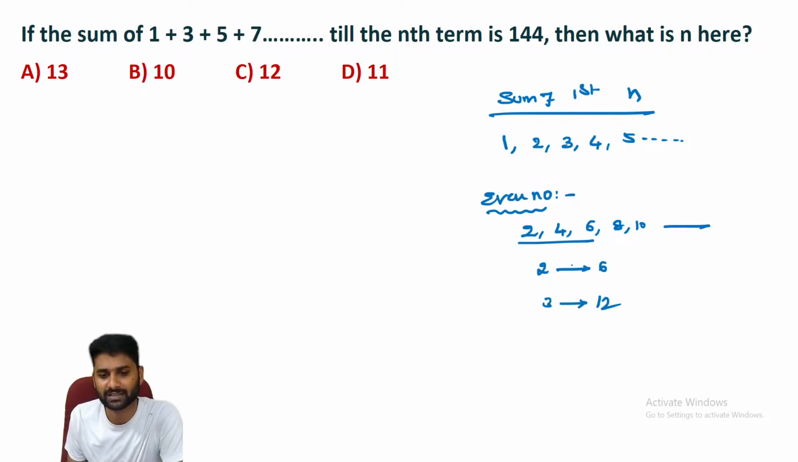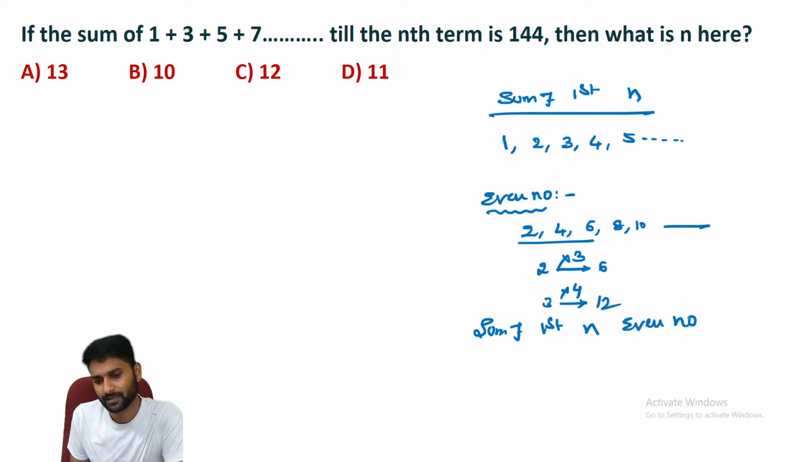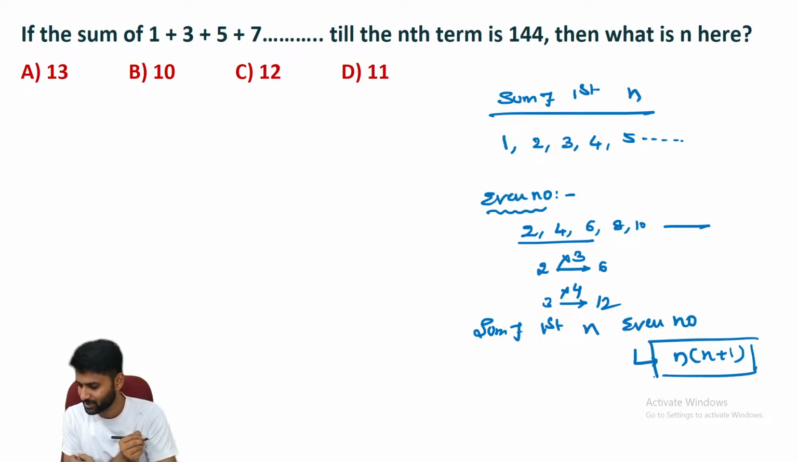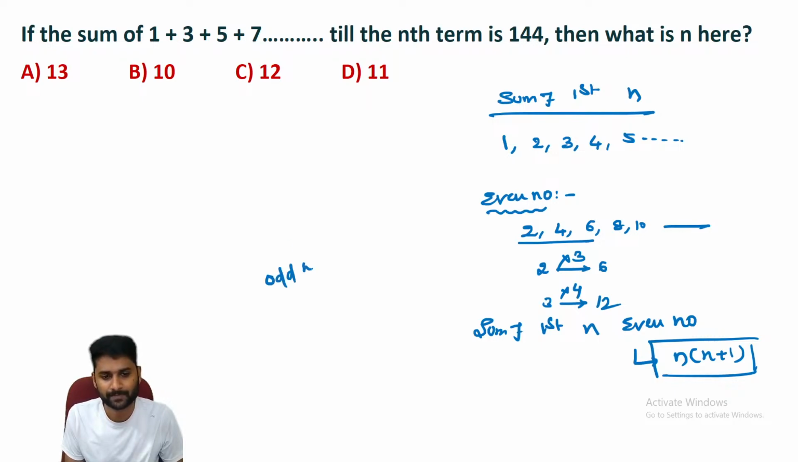What is your understanding of that? 2 is multiplied with 3, 3 is multiplied with 4. Every time we multiply with the next number. That's why the sum of the first n even numbers formula is n into (n plus 1). The same way, let's take the odd numbers.